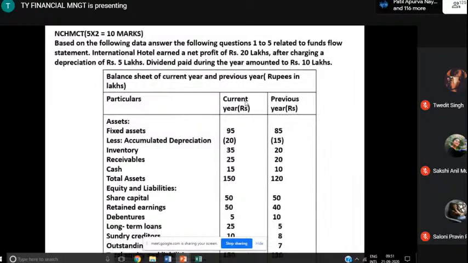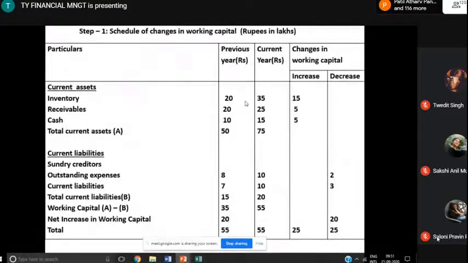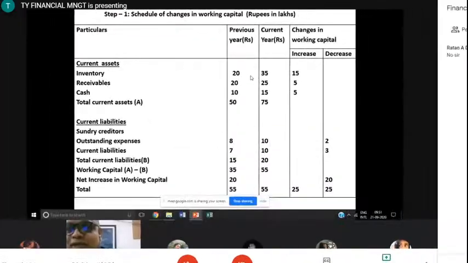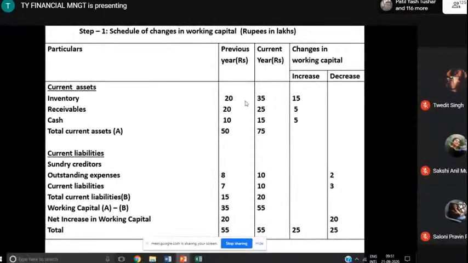There are some students who want to copy it, simply copy. Okay. Sundry creditors, 8, 10, difference is 2. Outstanding expenses, 7, 10, difference is 3. Current liabilities, nil. There is no current liability. Cut that current liability. Okay. Very good. Thank you.